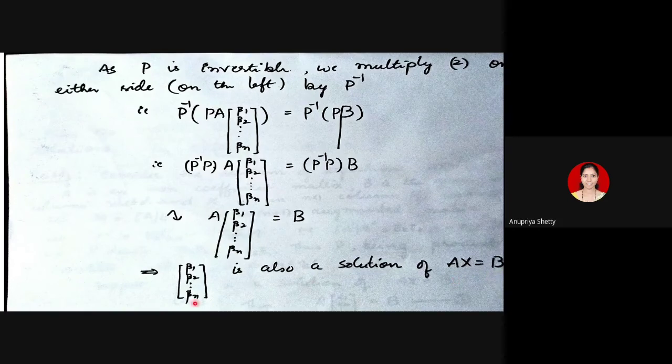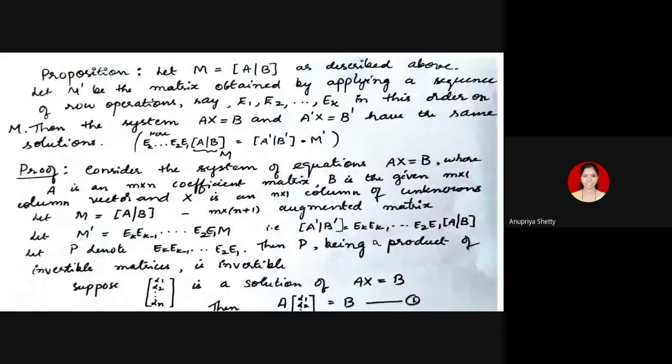So we have justified that if the system A dash x equal to B dash has a solution, the same will be the solution of Ax equal to B. And the other way is also true. If Ax equal to B has a solution, the same will be the solution of A dash x equal to B dash. So if one system has no solution, the other one cannot have a solution.